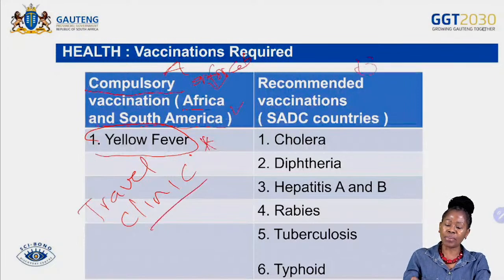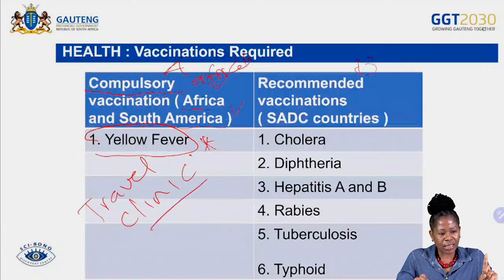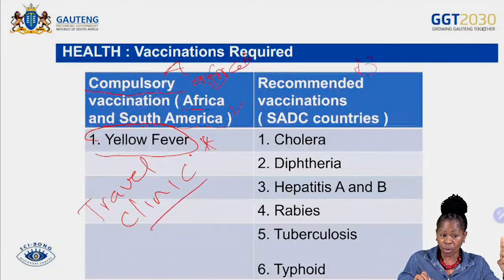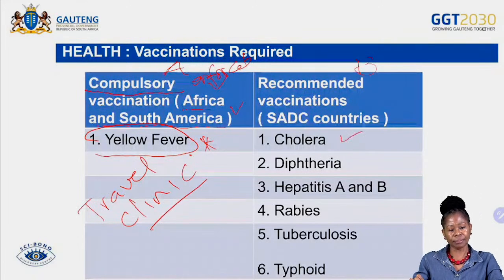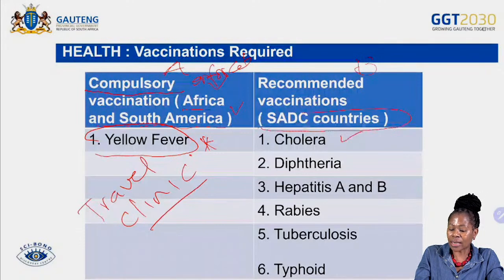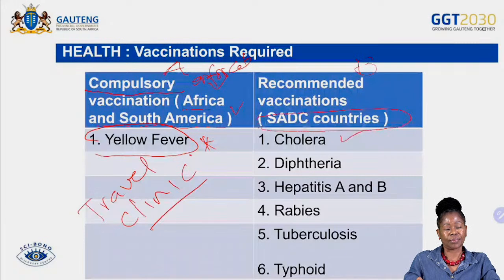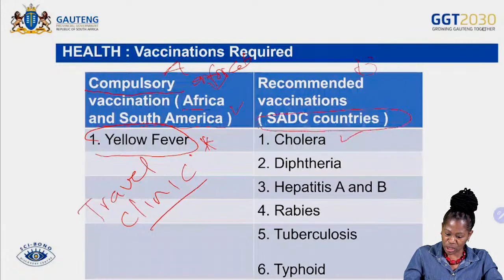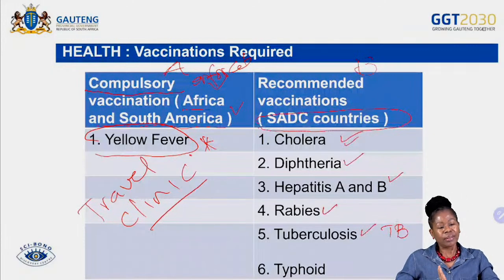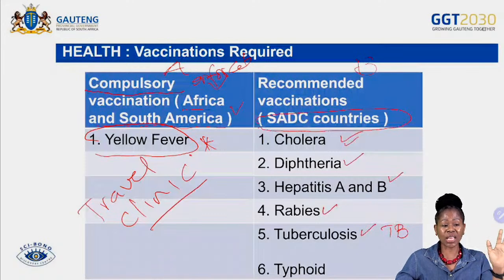And then let me say this is our column B. Recommended vaccinations. They recommend you to take that vaccination. So it is up to you whether you will feel safe. It is up to you whether you know your immune system. For example, like cholera. Before cholera, I listed all SADC countries. The southern part of Africa is where we experience these examples of diseases. You are recommended to take a vaccination on cholera, diphtheria, hepatitis A and B, rabies, tuberculosis, and then we can call it TB, together with typhoid. These are diseases that we find in SADC countries. They are hot countries. We've got floods, we've got everything.